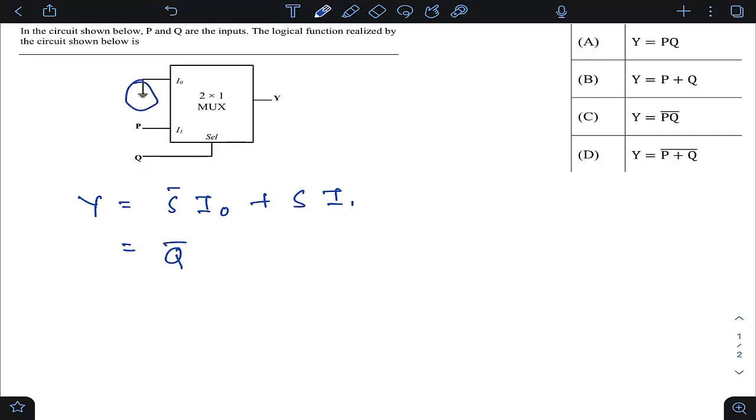You can see here I naught is connected to ground. Ground is nothing but 0 volt, which is equivalent to logic 0 by default. Similarly, replacing S by Q, I1 is basically P, right? So I naught is 0 and I1 is P. So Q bar dot 0 is 0 and Q dot P is equivalent to P dot Q, so this happens to be PQ. So Y equals PQ is the right answer, which is option A.